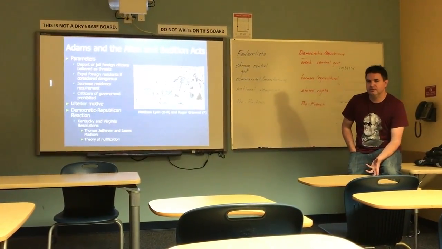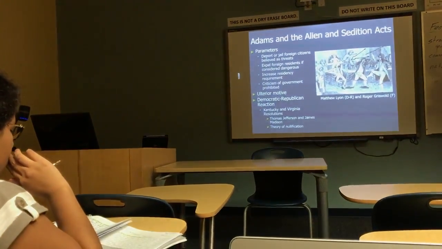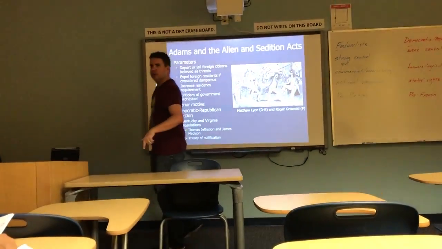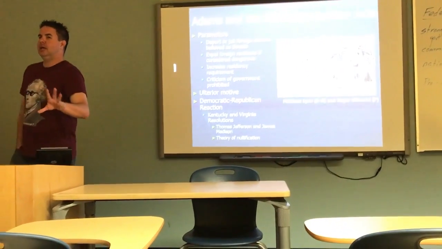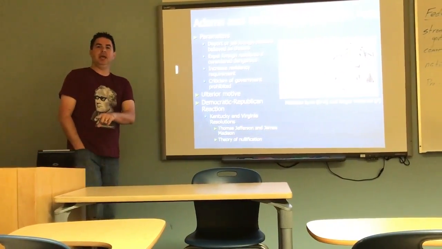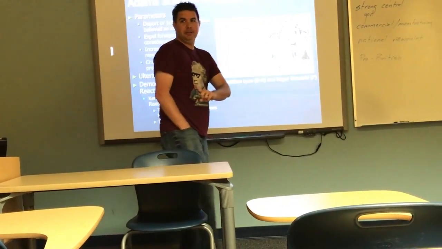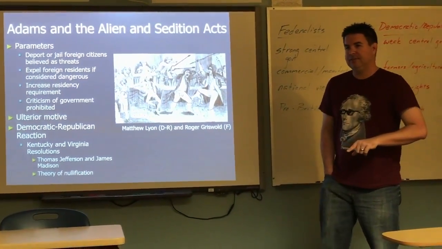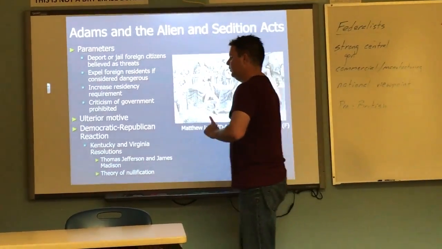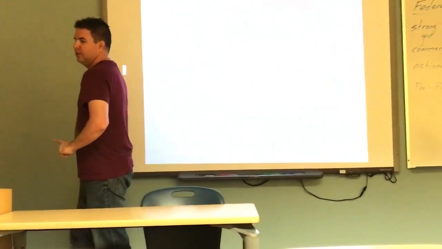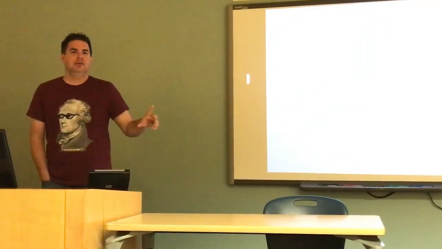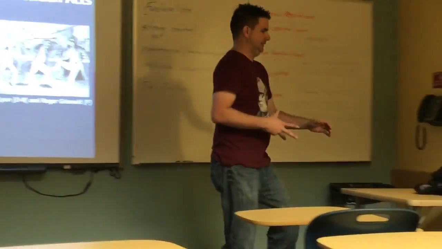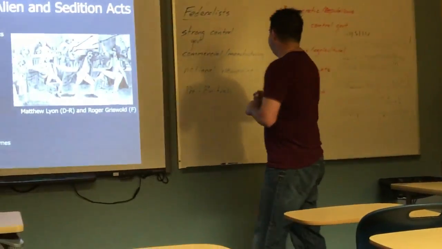What do they say in the Kentucky and Virginia resolutions? Who can stop the federal government from taking it too far? We can. Who's we? The citizens themselves. Actually, we can, but who else can? The states. Because according to Jefferson and Madison in these resolutions, the states entered into a compact. This is what we call compact theory.